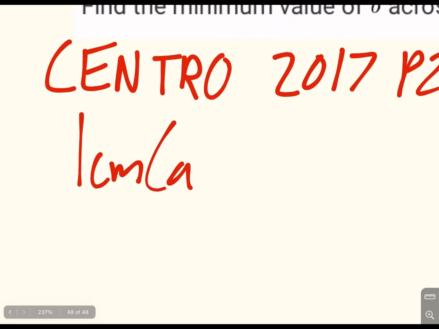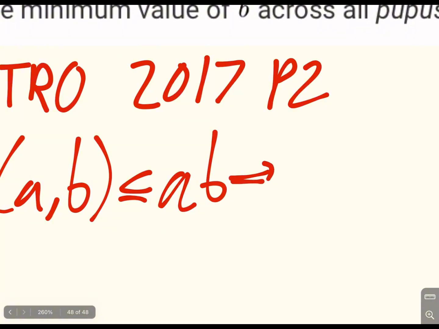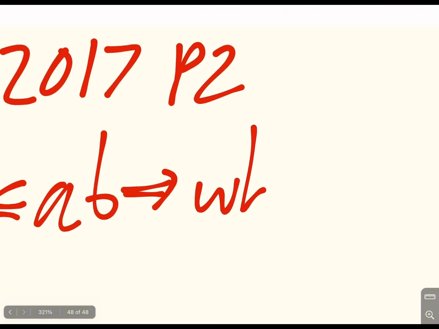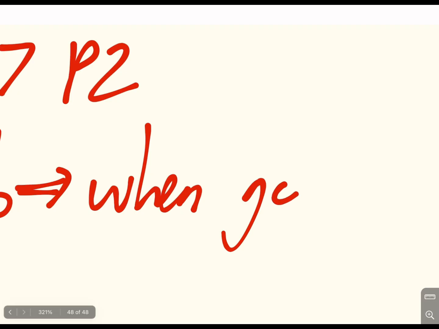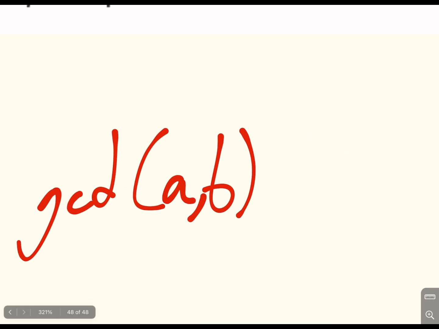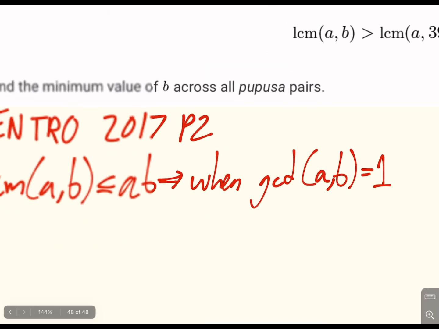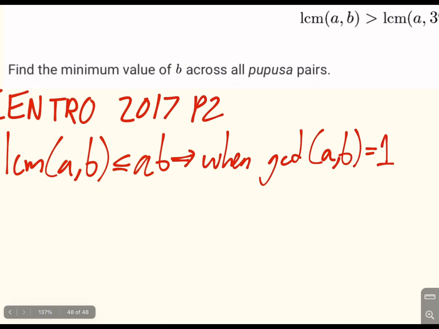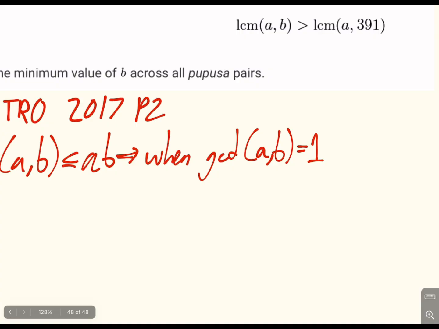The main thing that we're going to be using here is that the least common multiple of any two integers, a and b, is at most a times b. And this happens when the greatest common divisor of a and b is equal to 1. So when a and b are relatively coprime, then the least common multiple of a and b is at its maximum, which is a times b.